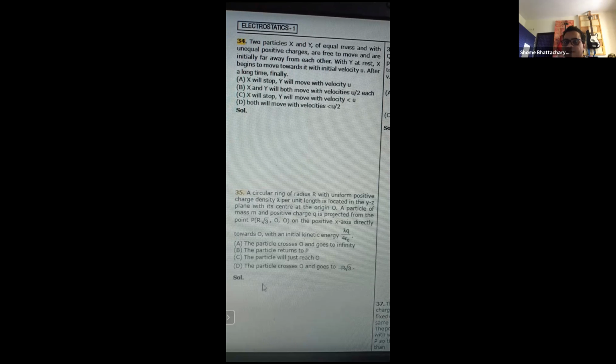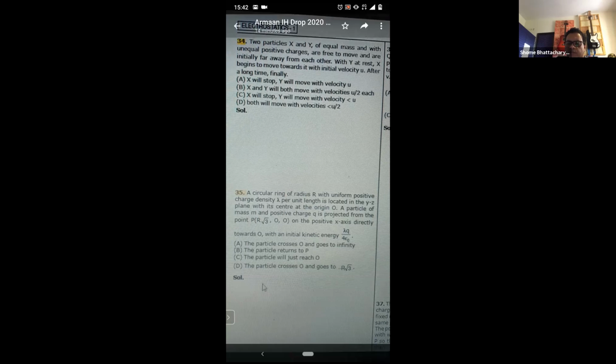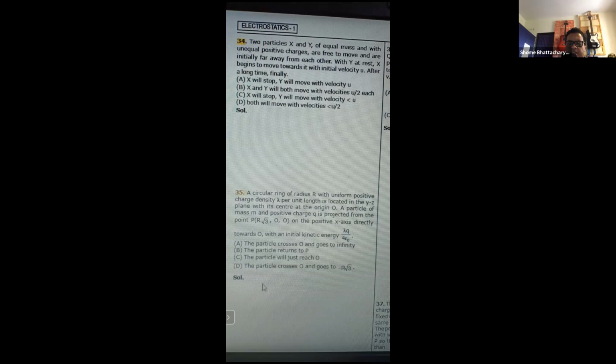Okay, so let's go through the question. I'm not sure you are getting it clear enough on your screen. It depends on the resolution. But anyway, I'm reading out the question. It says that we have two particles X and Y of equal mass and with unequal positive charges. They are free to move and are initially far away from each other. So they have equal mass but charges, let's say Q1 and Q2, and they are very far away and free to move. That means there's no other type of force on them. With Y at rest, X begins to move towards it with the initial velocity of U. So after a long time, we have to find what happens.